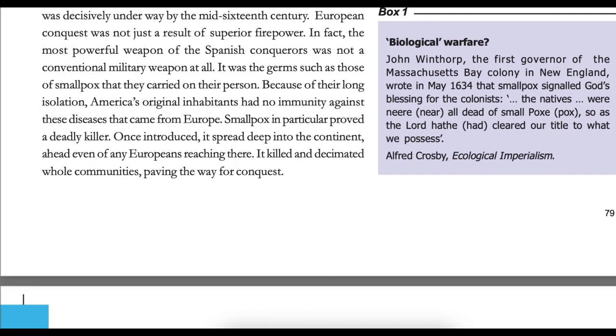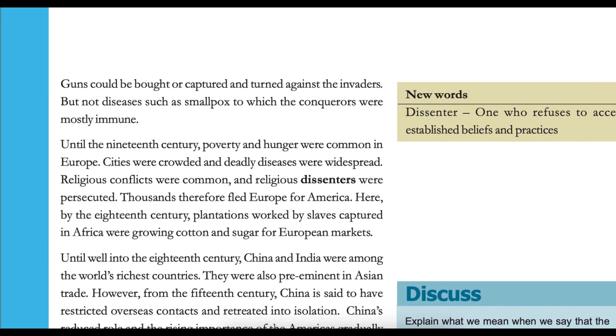Guns could be bought or captured and turned against the invaders, but not diseases, such as smallpox, to which the conquerors were mostly immune.